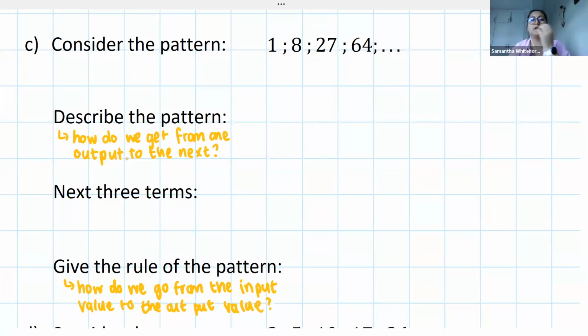Okay, so guys, all I've done here is I've just put a little reminder of the difference between the two. Describe the pattern. How do we get from one output to the next output? So how am I going from 1 to 8, 8 to 27, et cetera, et cetera? The rule is how do we go from the input value to the output value? It'd also help if I could spell things properly here. And just remember, these are all your output values. Your input values are the positions. So first, second, third, fourth, et cetera, et cetera.